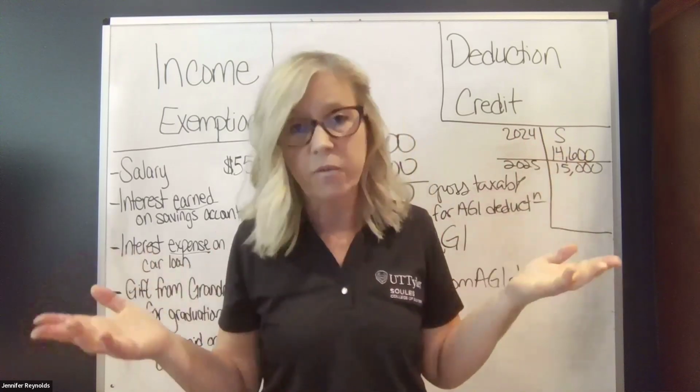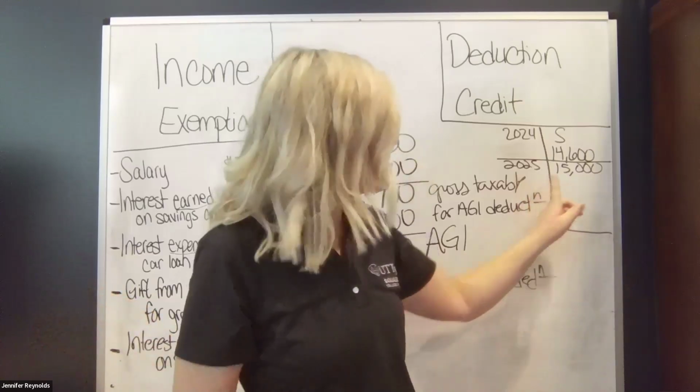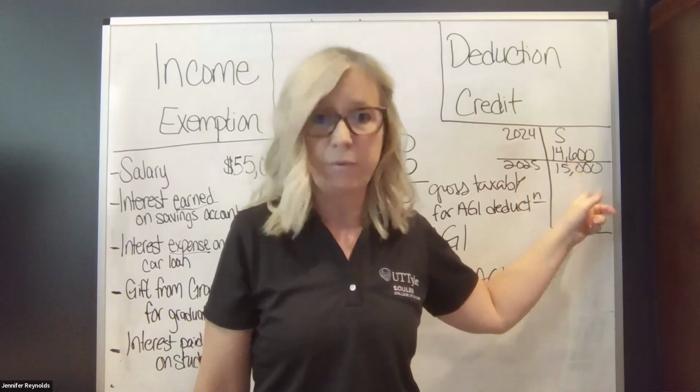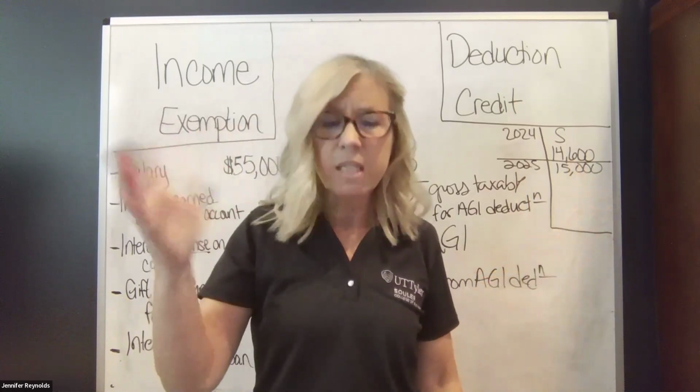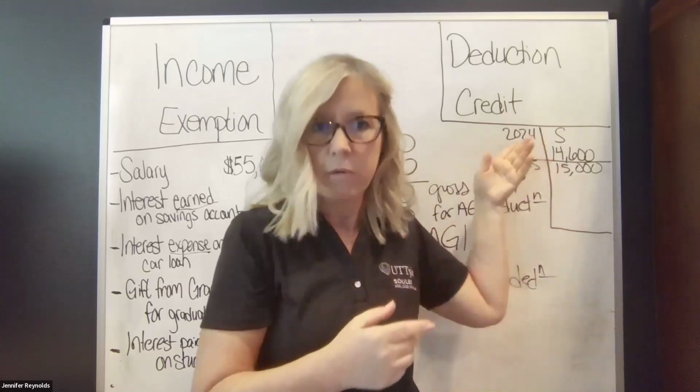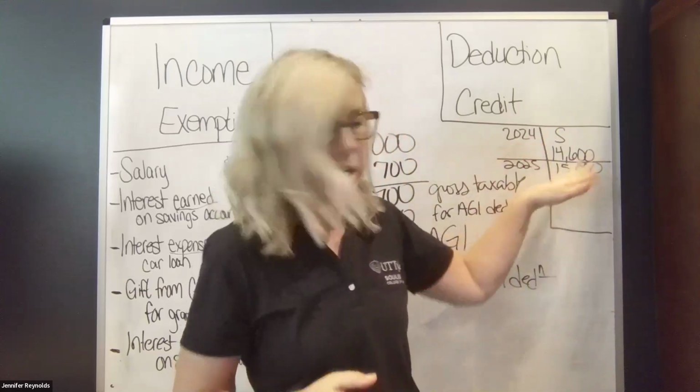This gets adjusted for inflation every year. So I jotted down the 2025 number while I was looking at it as well, and that's $15,000. It's doubled if you're married and you file your tax return jointly. You get double what each of these are.